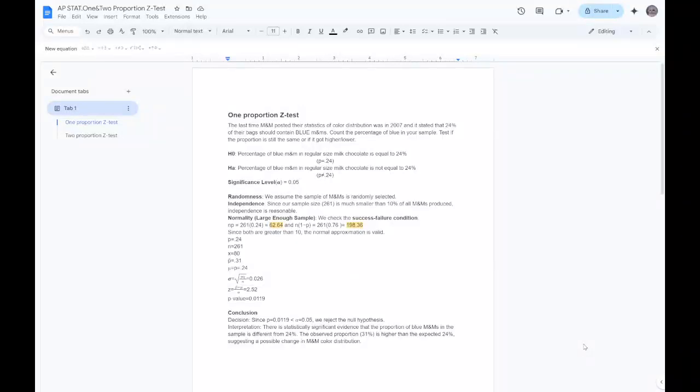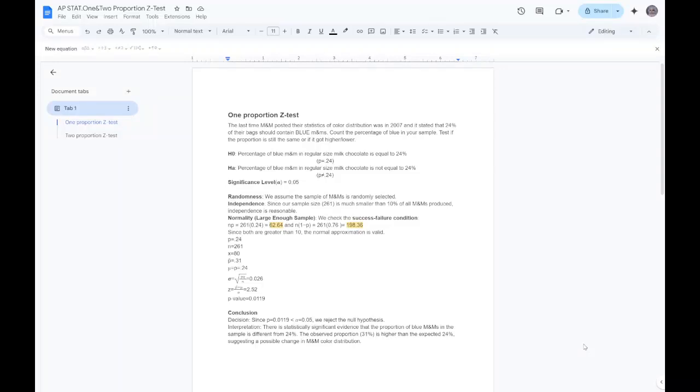So our population proportion is 0.24, our sample size is 261, and the number of successes in our sample, or the number of blue M&Ms, is 80. And then our p-hat is 0.31, and our mu is 0.24. And our standard deviation, or SE, which is standard error, is 0.026, and our z-score is 2.52. And after calculation, I got a p-value of 0.0119.